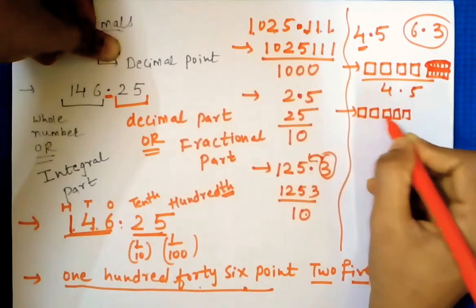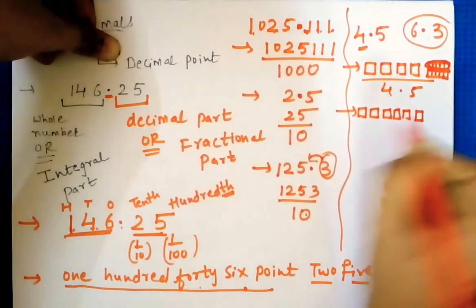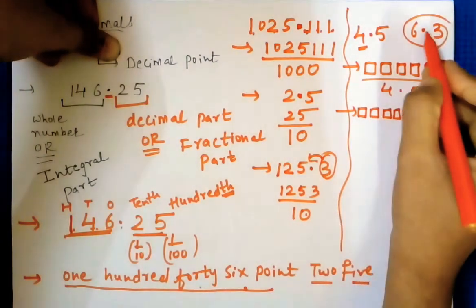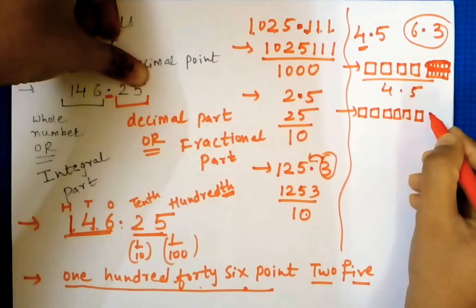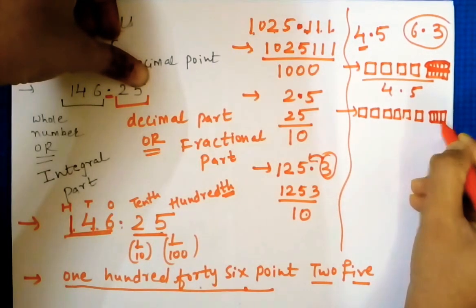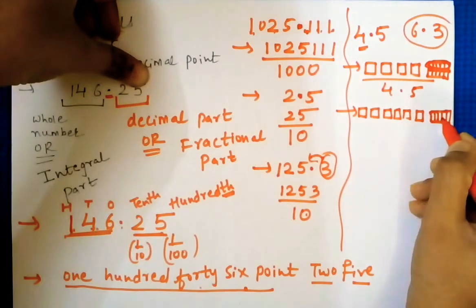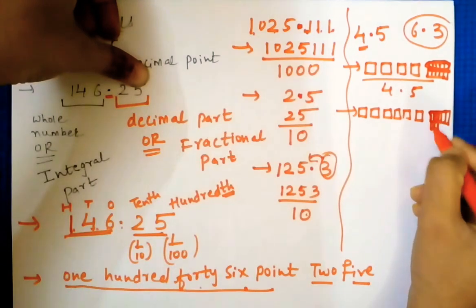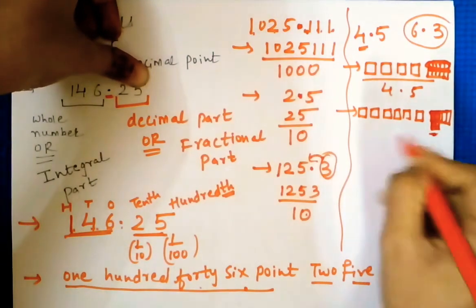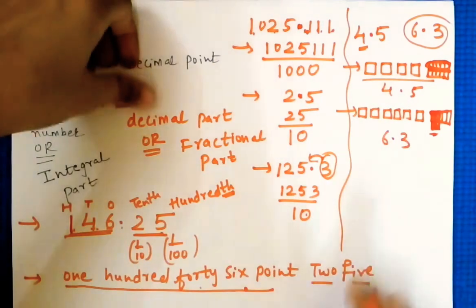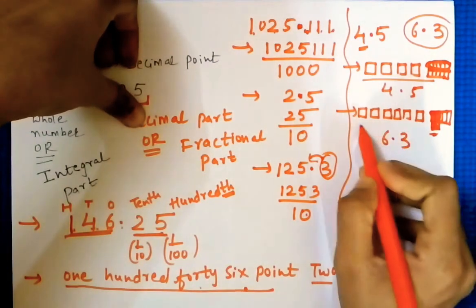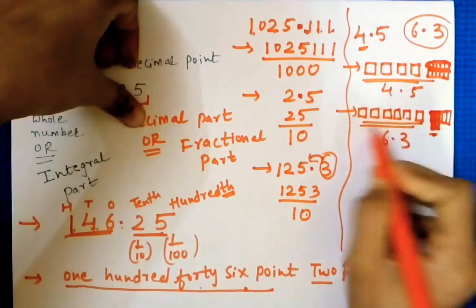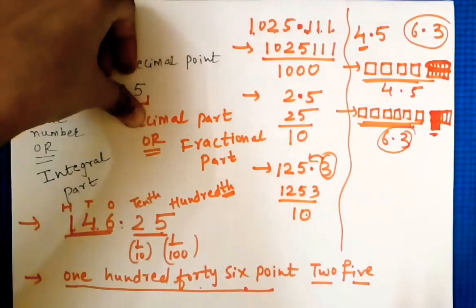6 whole parts, 1, 2, 3, 4, 5 and 6, and this 0.3 means we have to make this part again into 10 pieces, and out of those 10 pieces I will take only 3 pieces. So this is 6.3. Out of 4.5 and 6.3, you can see which one is greater. So 6.3 is greater.